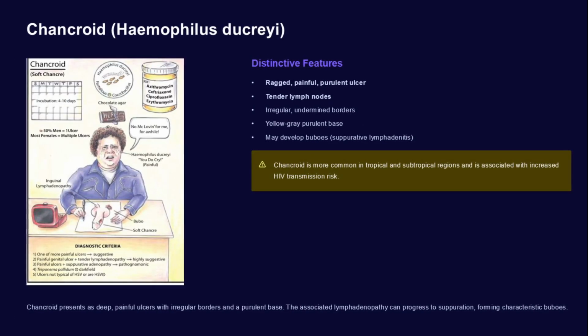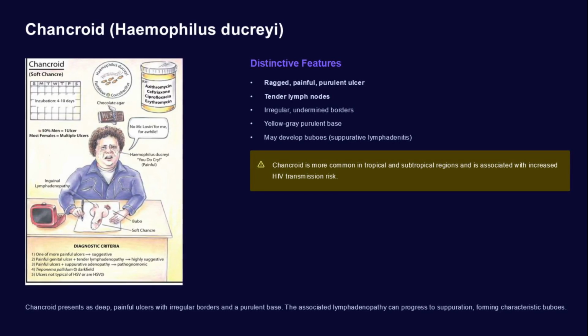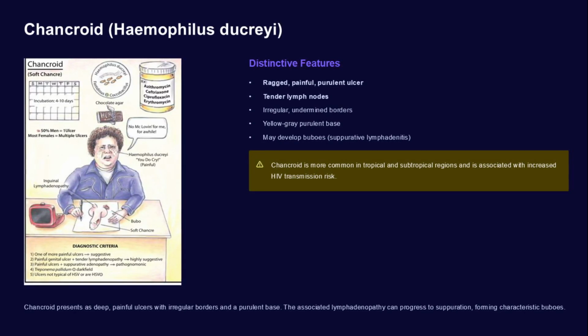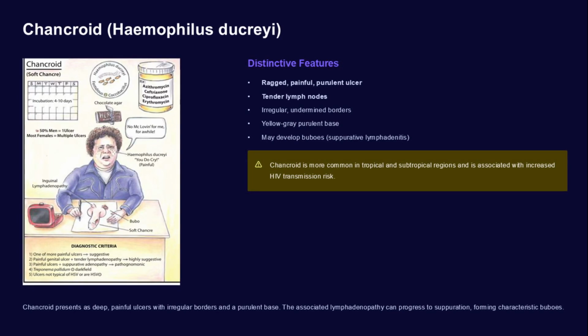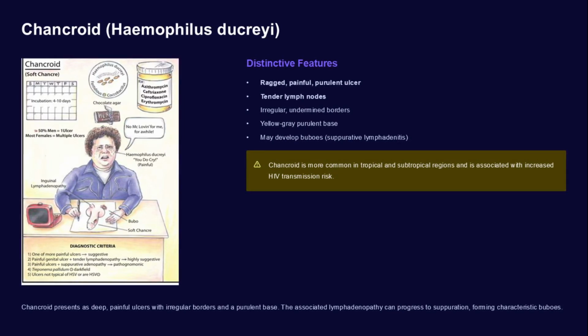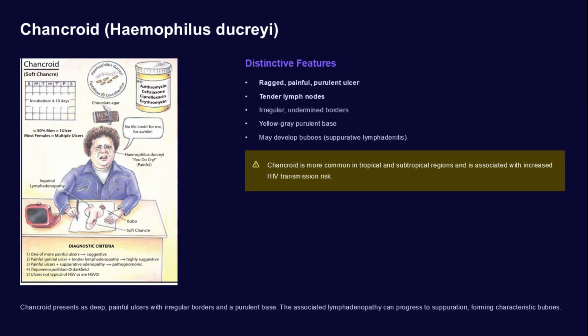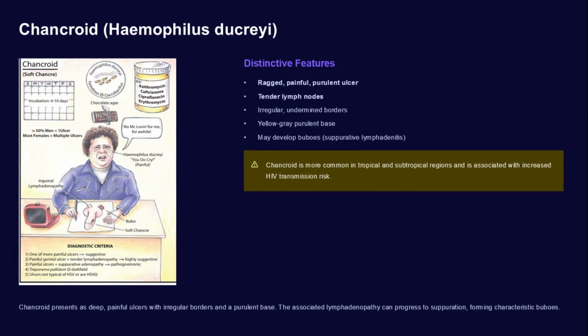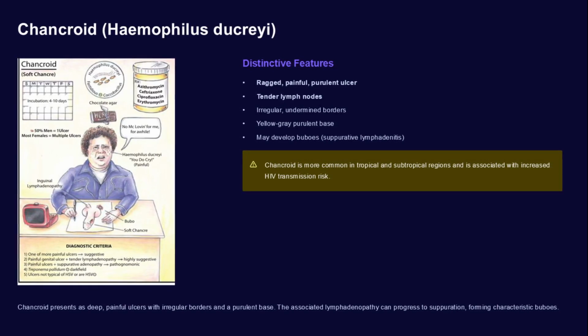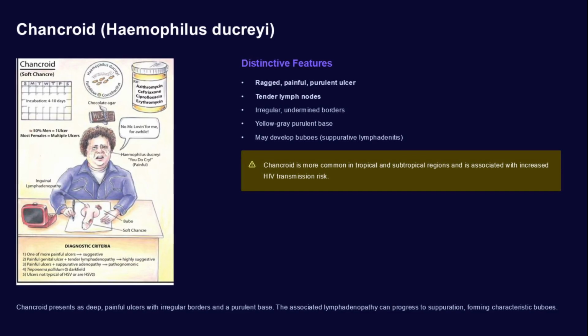Chancroid presents as deep, painful ulcers with irregular borders and a purulent base. The associated lymphadenopathy can progress to suppuration, forming characteristic buboes. Chancroid is more common in tropical and subtropical regions and is associated with increased HIV transmission risk.